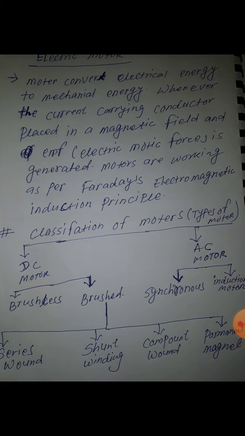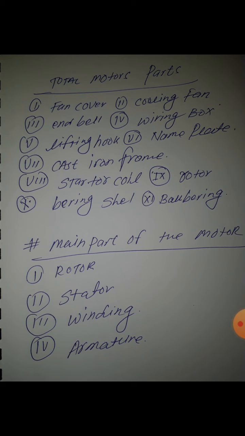But these four parts are the main parts of the motor: rotor, stator, winding and armature. You can check this clearly. All the others are the protective system. This fan cover is also a protective system. The cooling fan also cools the motor, and the lifting hook is also part of the protective system.